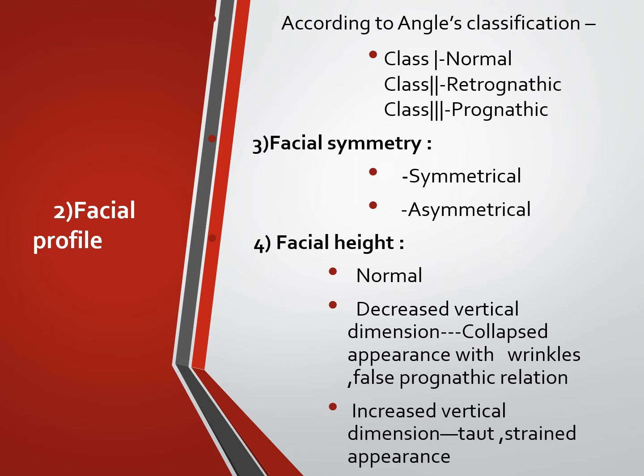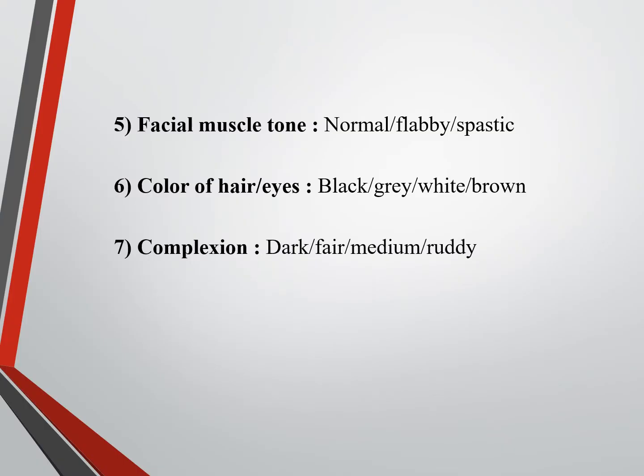Next, coming to the third type, increased facial height. What happens is that the vertical dimension has been unnecessarily increased when the patient's denture was constructed, so the patient's face looks more elongated with the existing denture. That is what you have to correct when you are making a new prosthesis. Next, looking at the facial muscle tone.